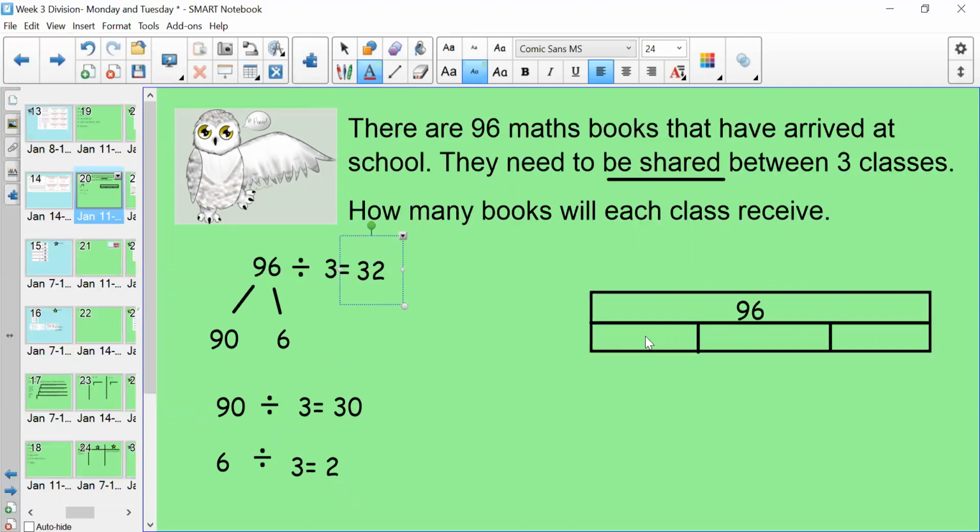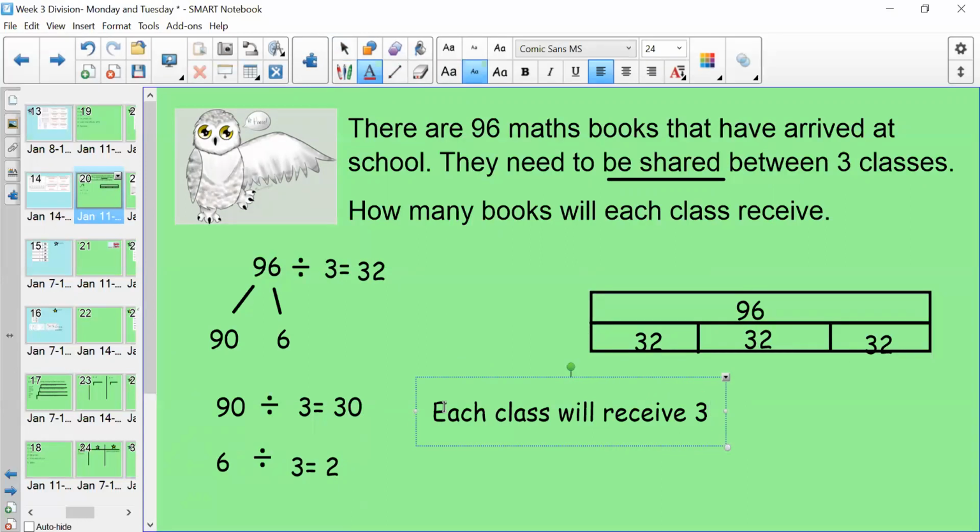So now we could fill that into our part. So this class gets 32 books. This class gets 32 books. And this class gets 32 books. And then we need to answer the question. So how many books will each class receive? Each class will receive 32 books. Okay, so that is how your page should have looked. Obviously, depending on how you work that out, that's absolutely fine.